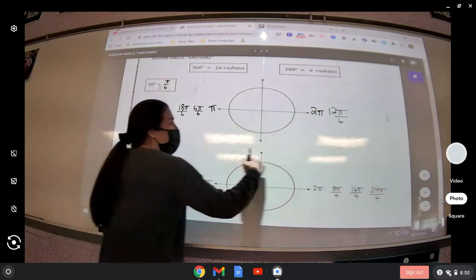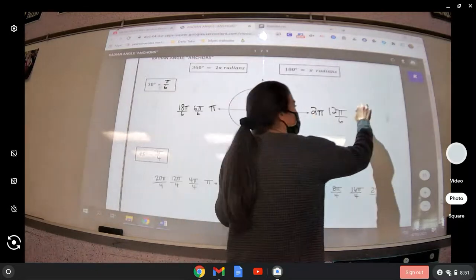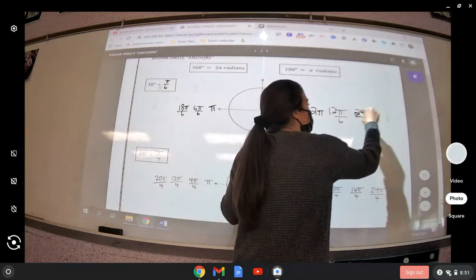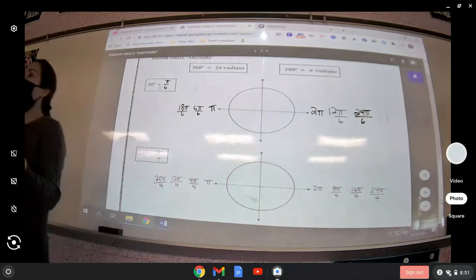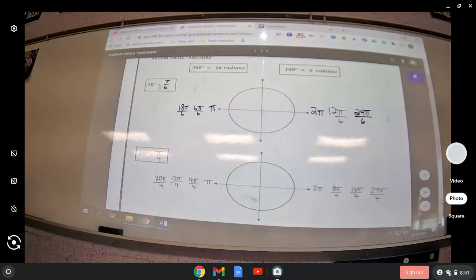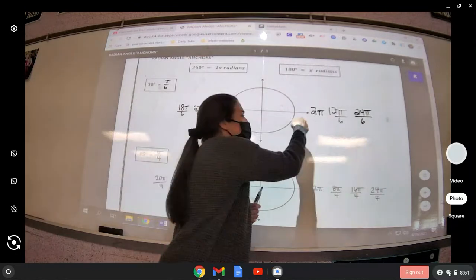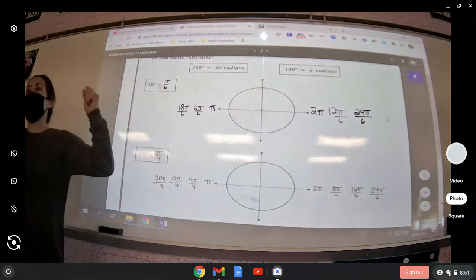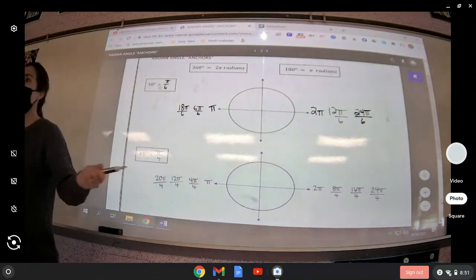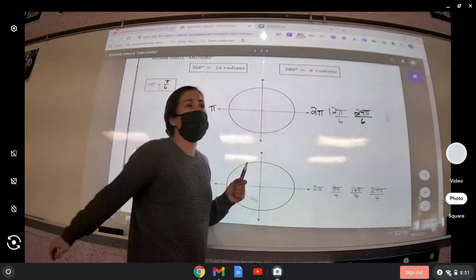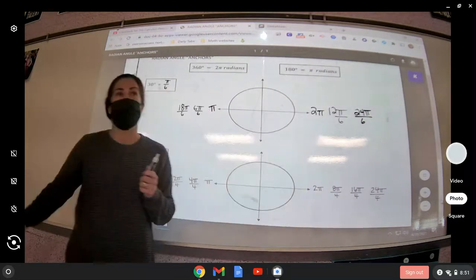And then if you're sitting at 18 pi's over 6, guys, go another 6 pi's over 6. That's going to land on 24 pi's over 6. So if you're ever asked, what's the reference angle to 23 pi's over 6? Guess where 23 pi's over 6 land? In the quadrant right before it. If you're ever asked, what's the reference angle to 25 pi's over 6? Guess where 25 pi's over 6 live? In the quadrant right after it.